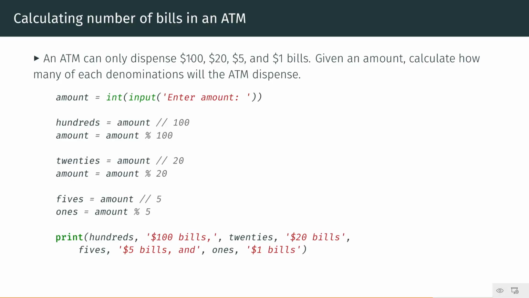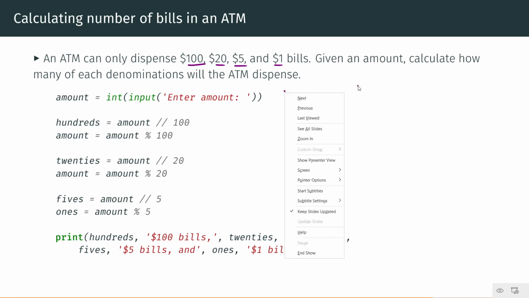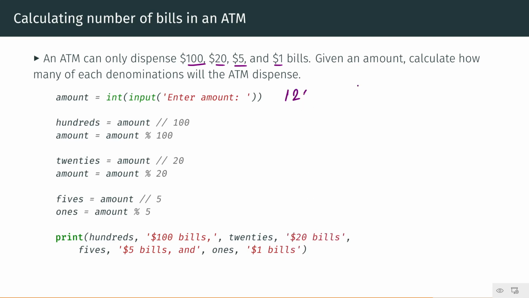So here's the program. An ATM can only dispense $100, $20, $5 and $1 bills, as I said before. So given an amount, calculate how many of each denomination the ATM will dispense. So you enter an amount and store that into a variable called amount. Let's say the user enters 1, 2, 3, 4. So that's the amount you want to withdraw from the ATM.